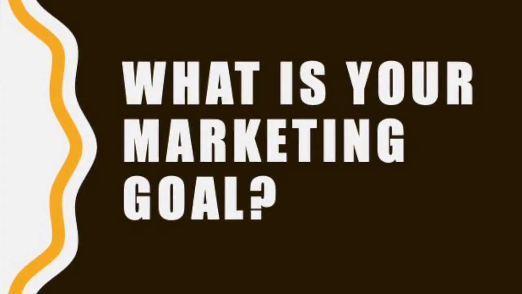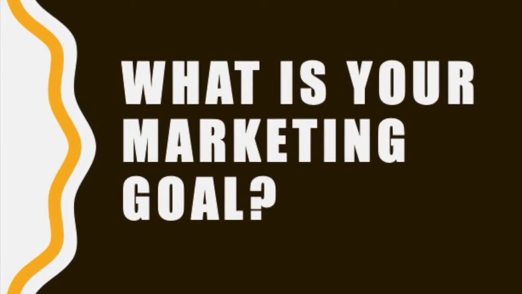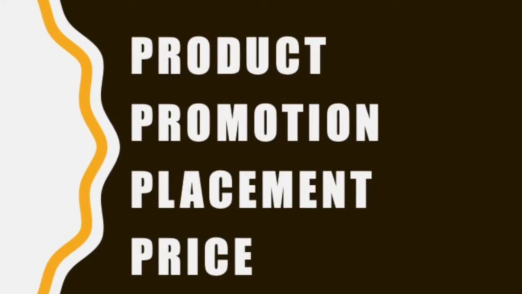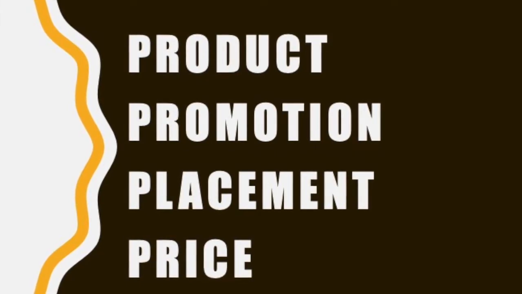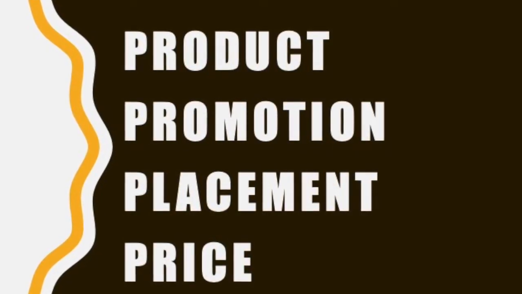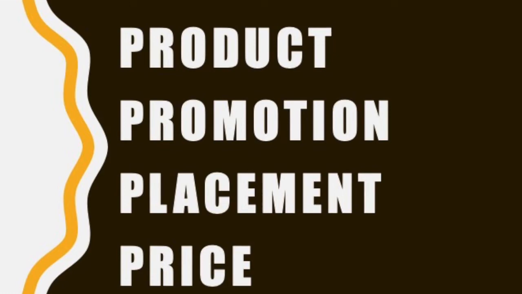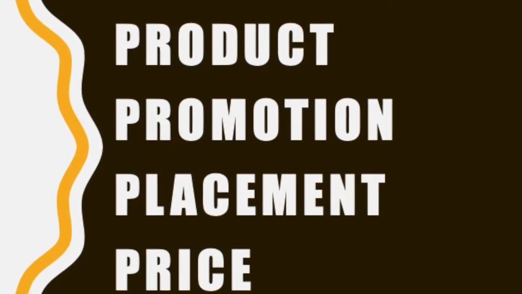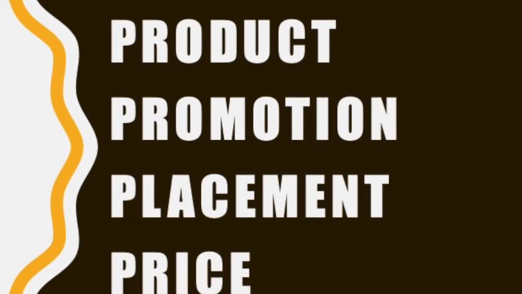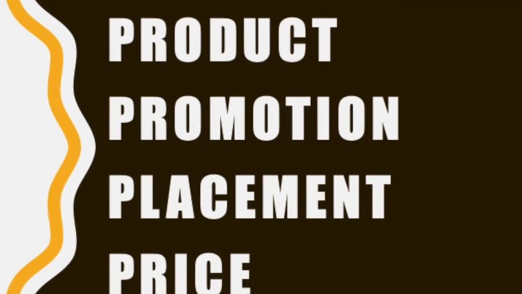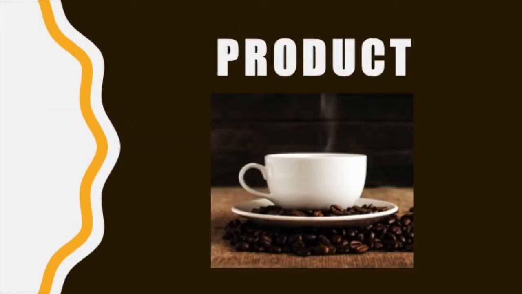We will discuss how to do that through the marketing mix, which is also known as the 4 Ps. So the 4 Ps are product, place, promotion, and price. We're going to go into each of these and apply them to our coffee, or whatever good or service you've chosen for yourself. So the first P is product.